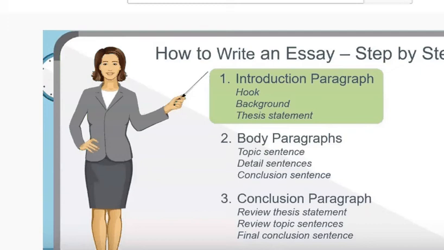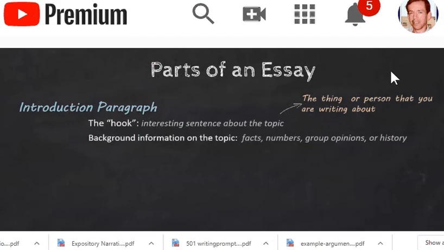I've already talked about how the topic sentence and the thesis statement are closely connected. The thesis statement is usually more general, and the topic sentence is more specific for that paragraph. But there's a strong connection there. So right now I'm going to focus on the hook and the background.